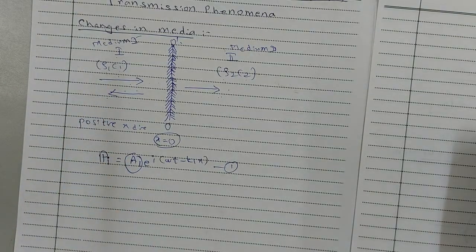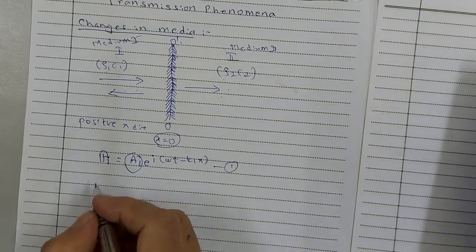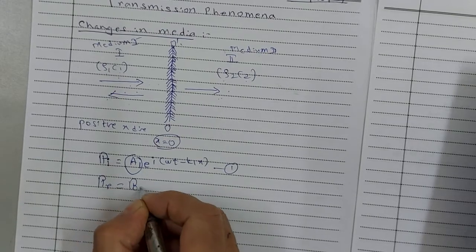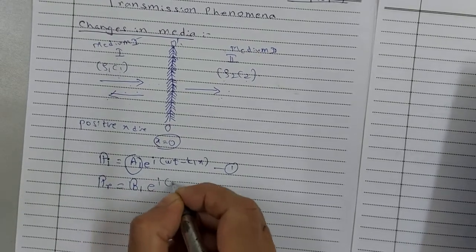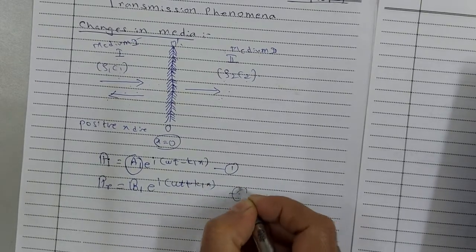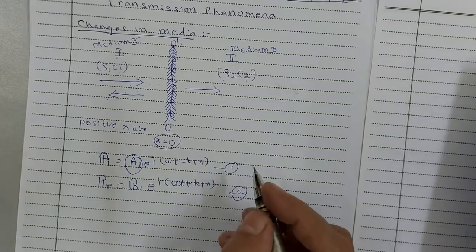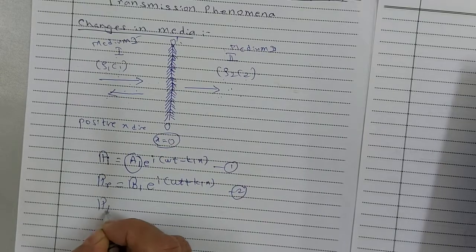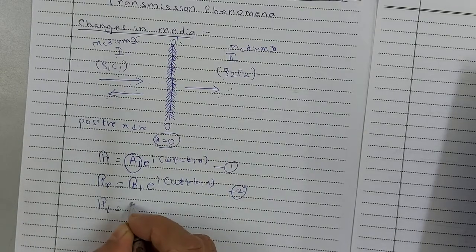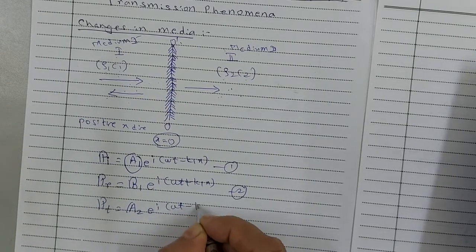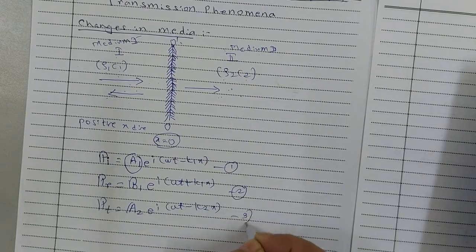So what is the equation of the reflected wave? Even that we will write in the same fashion. So I'll write PR is equal to B1 e to the power i(omega t plus k1x), equation number 2. And the transmitted wave, which is in medium 2, will be given by Pt is equal to A2 e to the power i(omega t minus k2x), equation number 3.